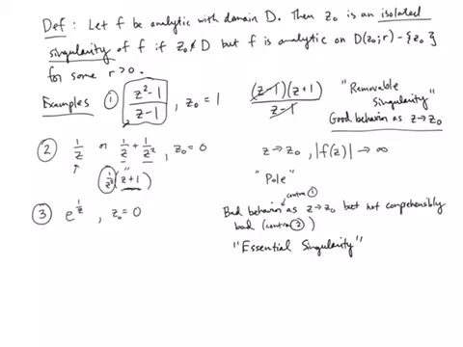Okay. I didn't say much about this e to the 1 over z. So consider x plus i times 0 as that goes to 0. Think about approaching the origin along the real axis, and also along the imaginary axis. Then you have e to the 1 over x, right?